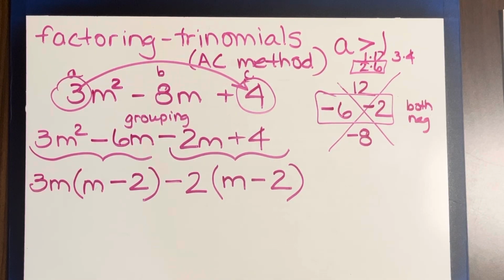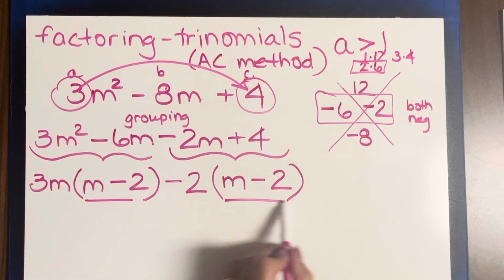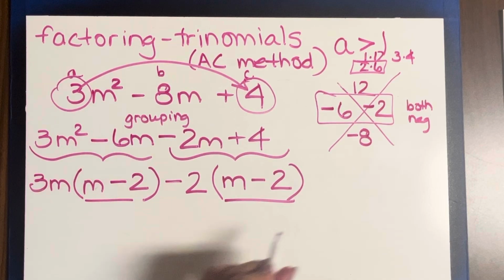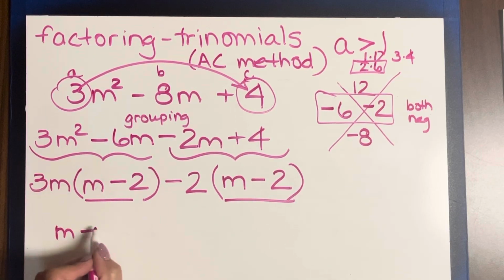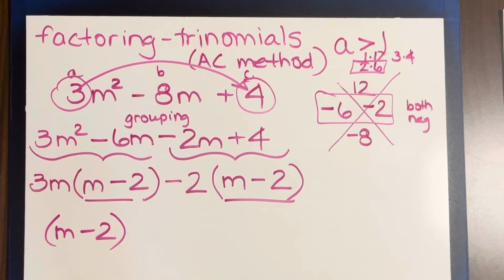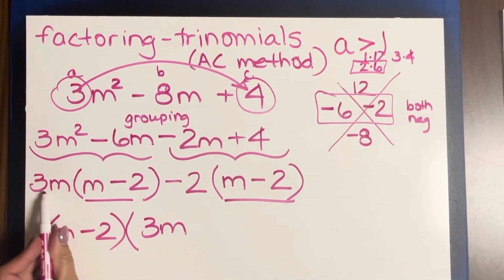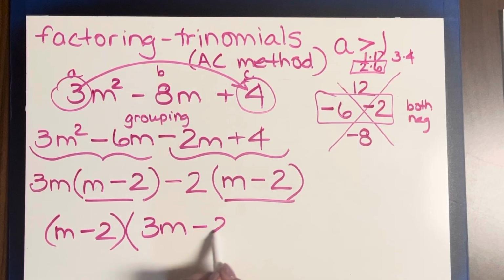Okay, one more step, guys. These parentheses should be the same. When they are, I factor that out as my GCF. This m minus 2 comes out of both of these pairings. And then what's left is the 3m from the first one and the minus 2 from the second one.